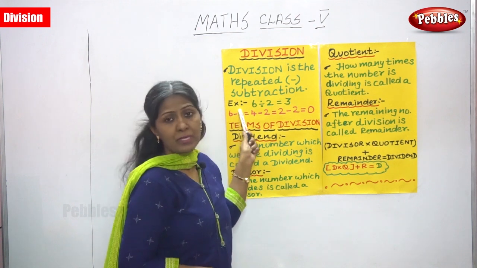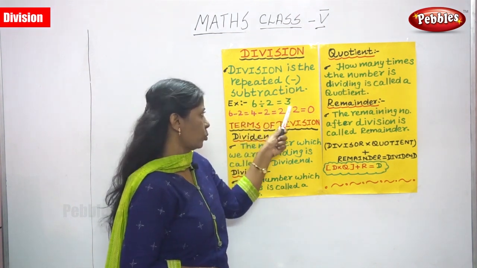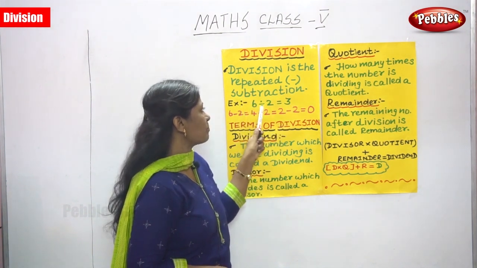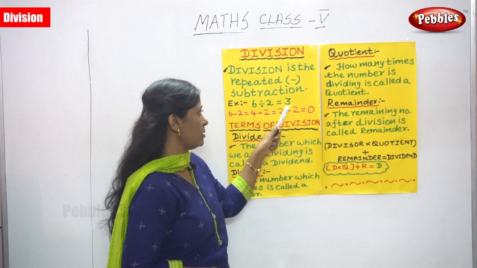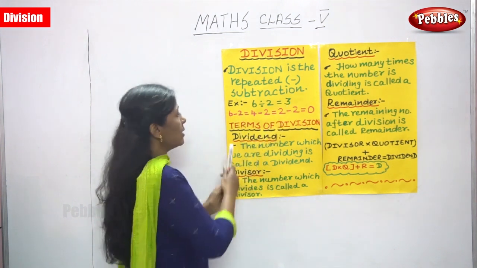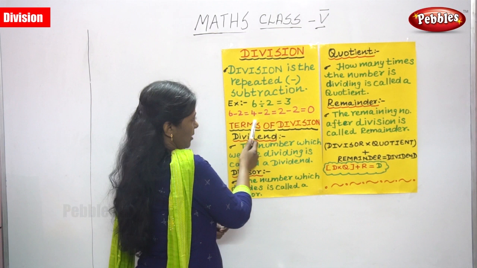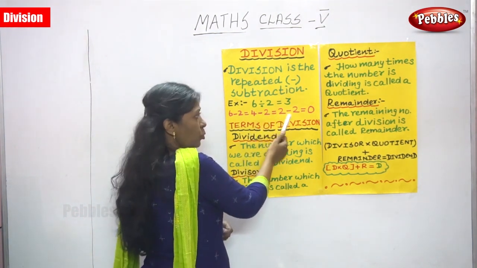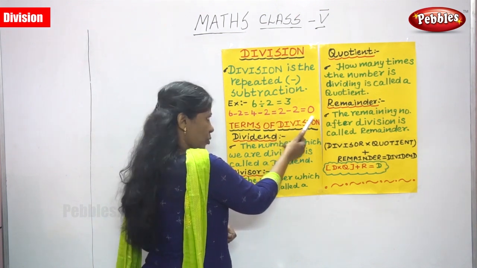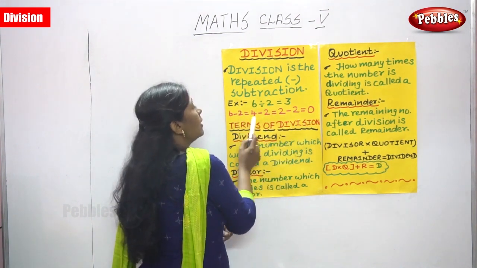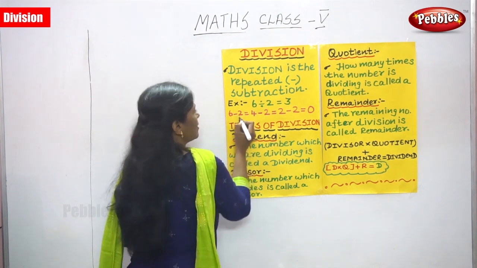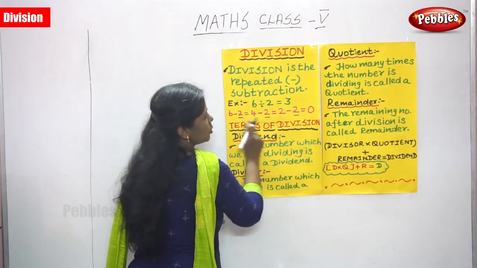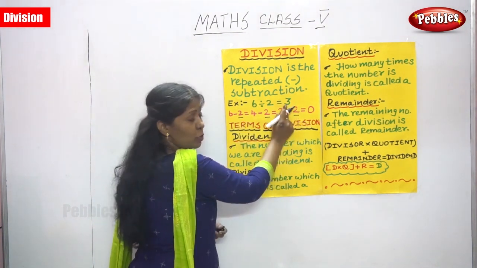For example, 6 divided by 2 is equal to 3. While you go for the subtraction, 6 minus 2 is equal to 4. 4 minus 2 is equal to 2. And 2 minus 2 is equal to 0. So how many times does 2 come? That is 1 time, 2 times, that is 3 times. So 3 times it comes, and the answer is also 3.